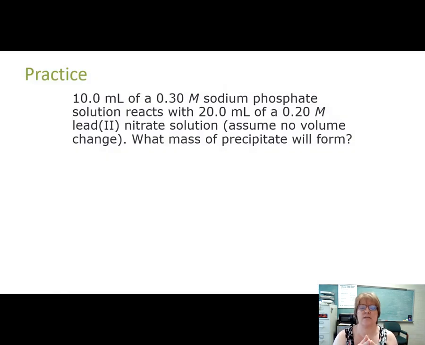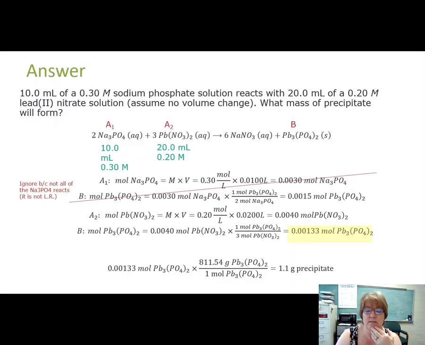So this is another example. 10 milliliters of 0.3 molar sodium phosphate solution reacts with 20 milliliters of a 0.20 molar lead nitrate solution. And what mass of precipitate will form? So this is a limiting reactant problem. And we have it worked out. Again, I'd still do the same things I was doing.